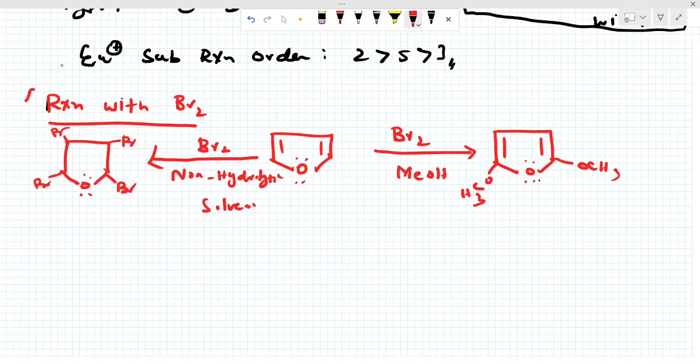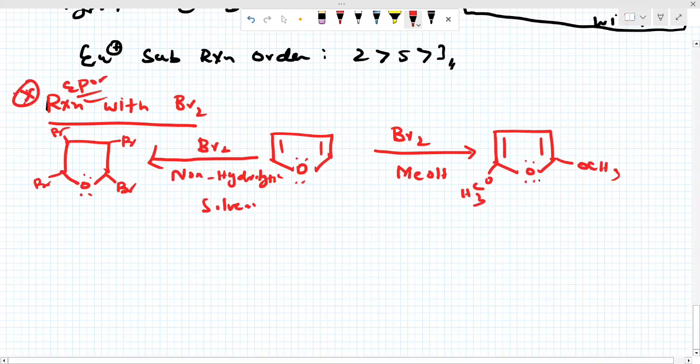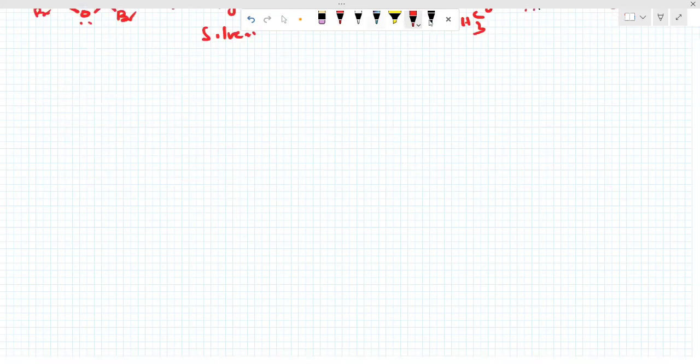This is the most important, an exam point of view. This was about Furan. Now next I go to this, very important one. This is called Pyridine. Please note. Pyridine.